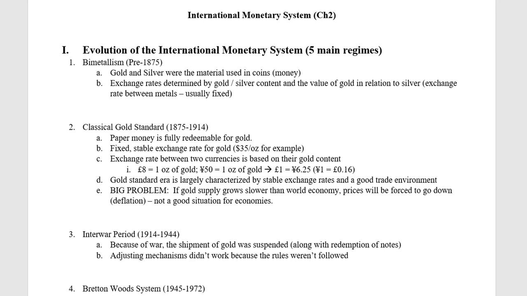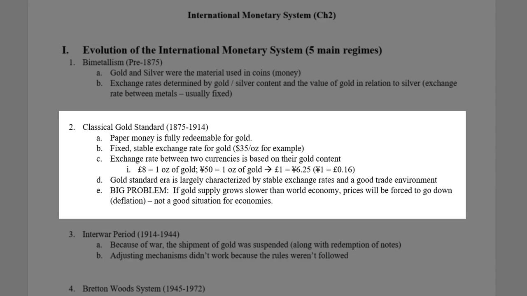The gold standard era is largely characterized by stable exchange rates around the world, and one of the outcomes of that is it makes for trading to be very good. Economic exchange between countries becomes easier. It's very transparent. Everybody knows what's going to happen because we have a stable exchange rate, and it encourages trade. So that's one of the nice things about the gold standard.